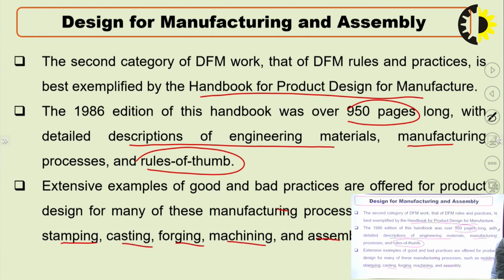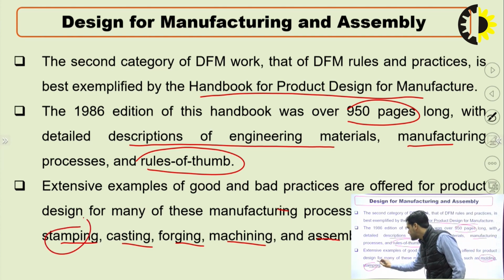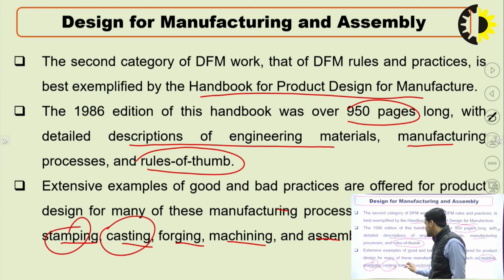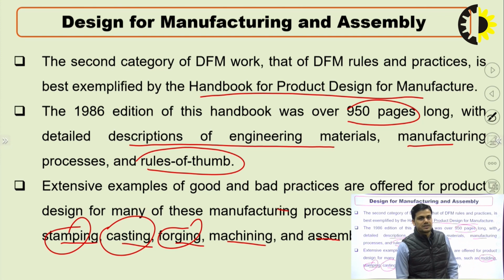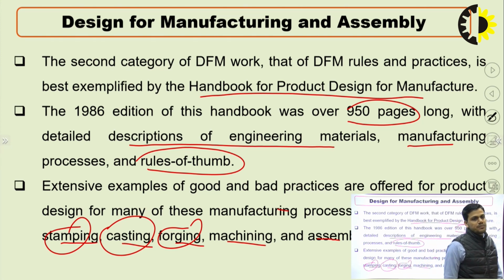for many of these manufacturing processes, such as molding, stamping, casting, forging, machining, and assembly. As you can see, you have these kinds of processes, and there are good and bad practices offered for product design for each. You have to go for molding, then stamping, then casting, then forging, and after that you have to assemble all the components that you manufactured using stamping, casting, and forging.